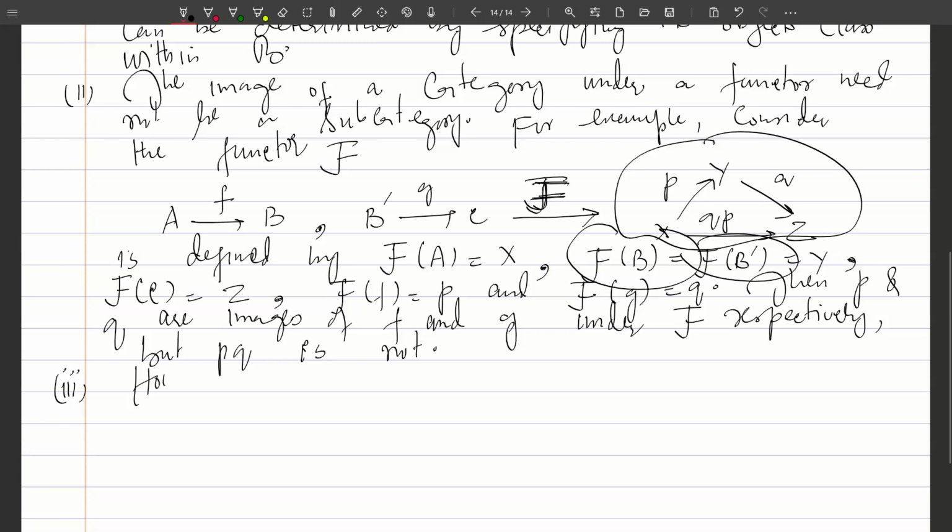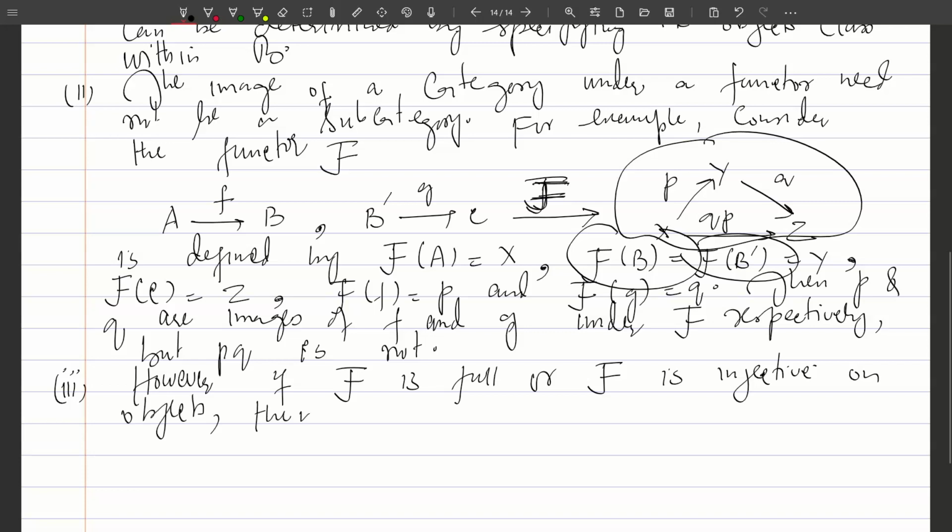So we should write here, however, if F is full, which means it is surjective on the set of morphisms, or if F is injective on objects, then the image of F is a subcategory.